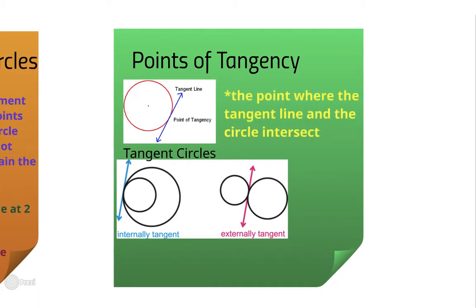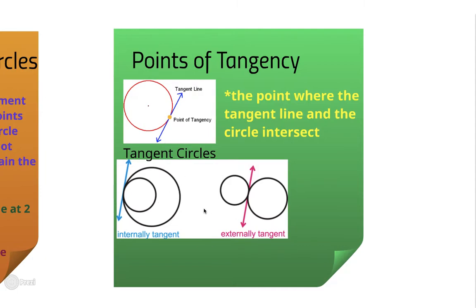A point of tangency is the point where the tangent line and the circle intersect. Kind of straightforward. So like this tangent line's coming like this, and then bam, it's in that point. So that is the point of tangency, and this is the tangent line. So be careful, they are different.